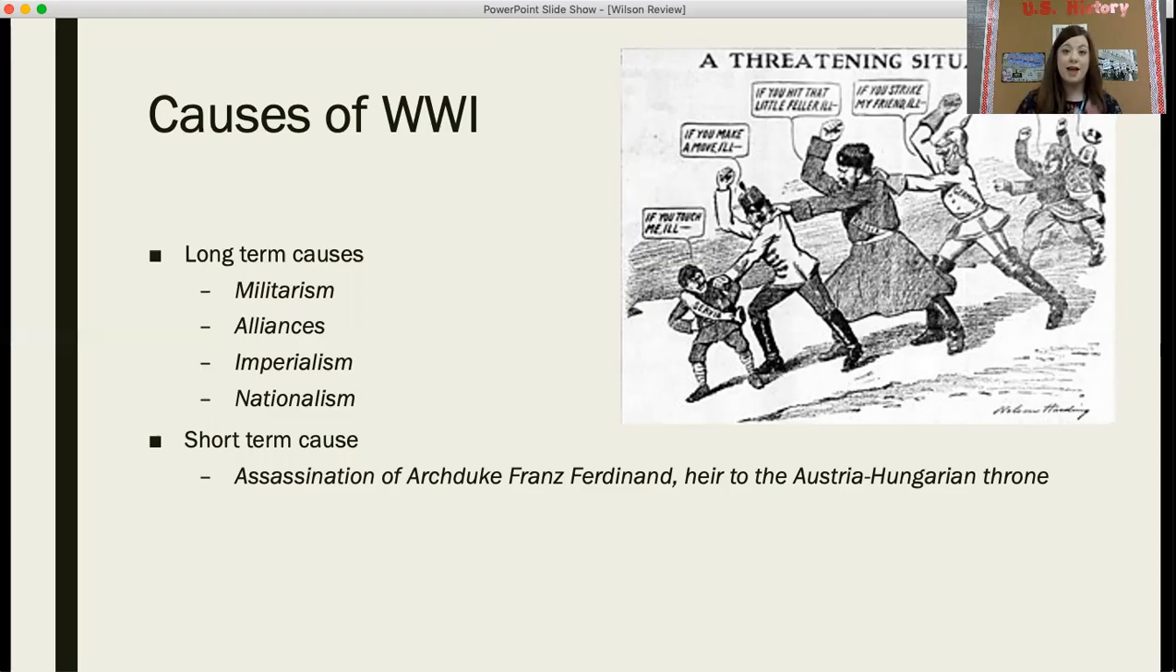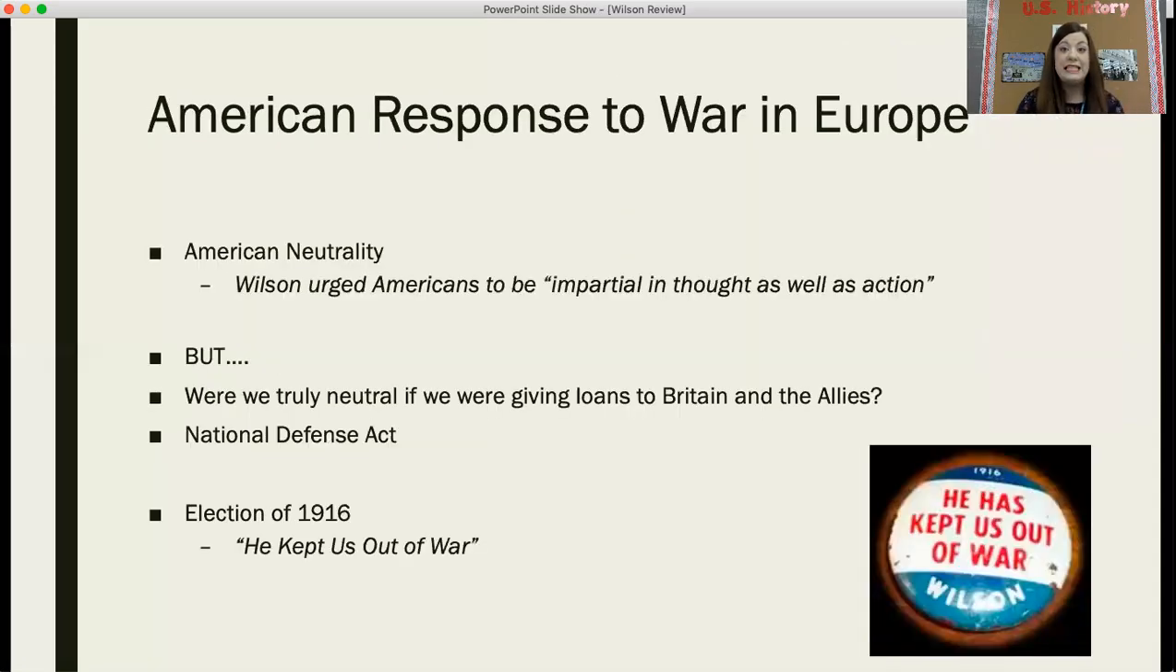Y'all, we must understand, when he is assassinated and World War I starts in 1914, what is the US response? Remember, we said we hate it for you that he got assassinated and y'all are all going to war over this, but we didn't feel like we should get involved. Remember, quickly, Wilson is going to declare American neutrality. So we are not picking a side. Wilson said we are going to be impartial in thought as well as action. Remember, this is hard for Americans, especially immigrants living in the United States. But even though Wilson is saying that we're neutral, remember his actions do not really hold true to neutrality.